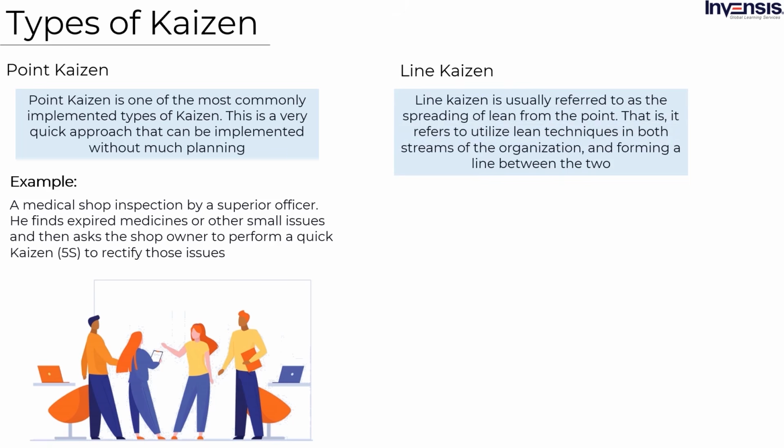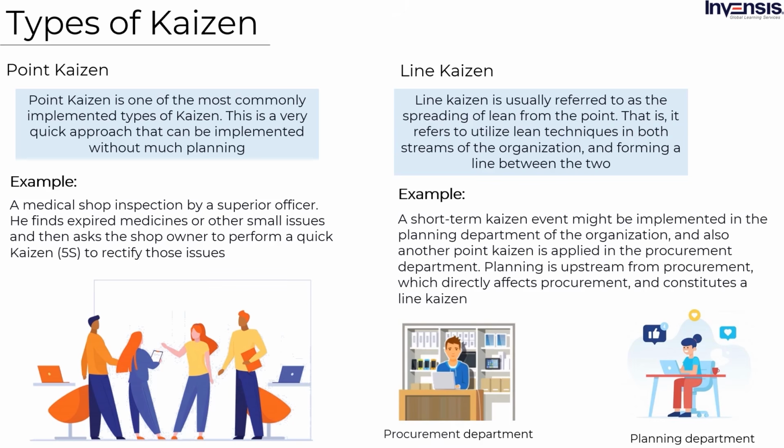The next one is Line Kaizen. Line Kaizen is usually referred to as the spreading of lean from the point. That is, it refers to utilizing lean techniques in both streams of the organization, and forming a line between the two. For example, Kaizen might be applied to a point, and also to another process. Those 2 points constitute a line Kaizen. Like, a short-term Kaizen event might be implemented in the planning department of the organization, and also another point Kaizen is applied in the procurement department. Planning is upstream from procurement, which directly affects procurement, and constitutes line Kaizen.